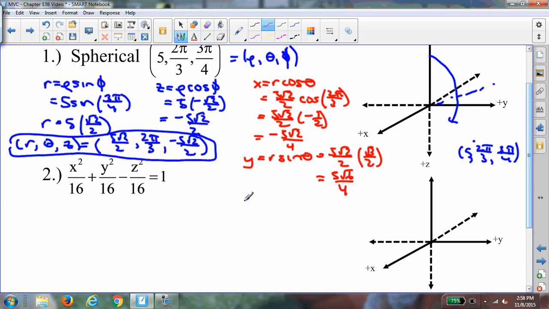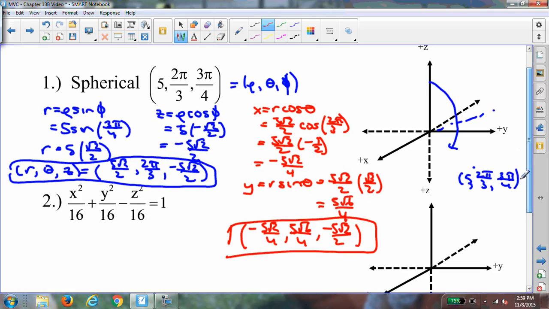And therefore in rectangular, the coordinate would be negative 5 square root of 2 over 4, 5 square root of 6 over 4, and then negative 5 square root of 2 over 2. Which kind of matches where the coordinate is, because if you think about it, 2 pi over 3 is back here in the negative x zone, so that would be your negative x value. Y is obviously positive. And then because phi is 3 pi over 4, z is in the negative zone, so negative 5 square root of 2 over 2.